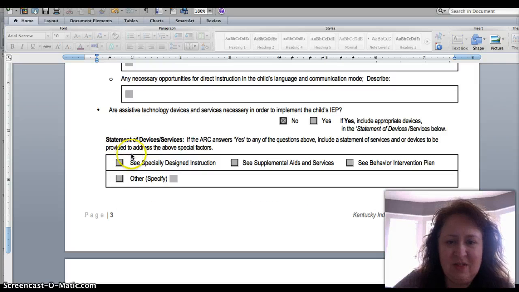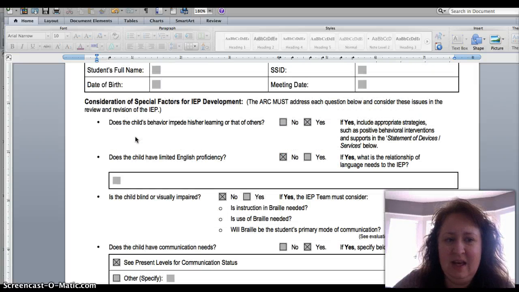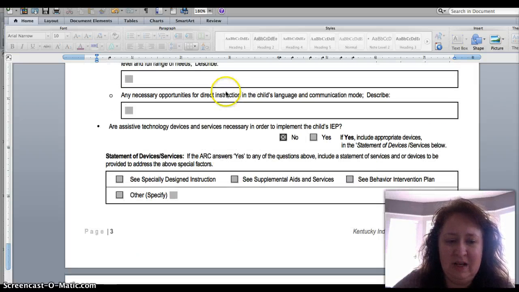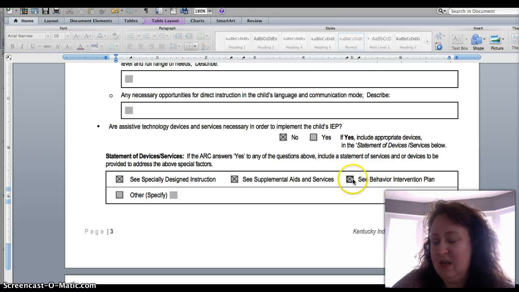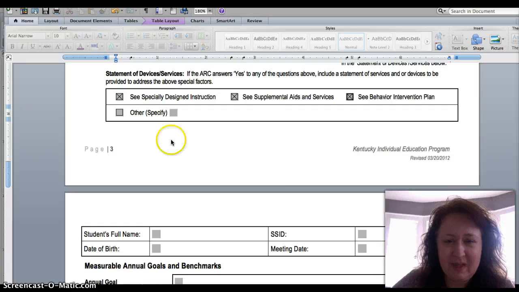But for the statement of services, because I said up here that her behavior impedes her learning, I have to fill out this section. I am going to say, see specially designed instruction, because I'm going to have information in my goals. See supplementary aids and services, because she's going to need support and testing. And this student, I would have a separate behavior intervention plan, so I would check this. You only check this if you're using the Kentucky Behavior Intervention Plan. There could be something else that you have. You might want to say, talk about how this student works best, learns best, and fill out that information.